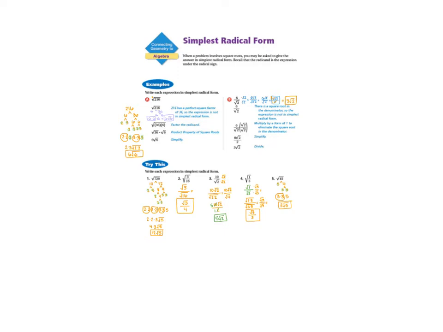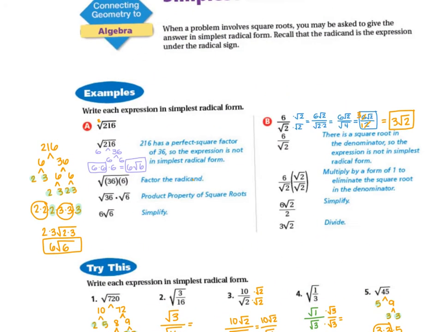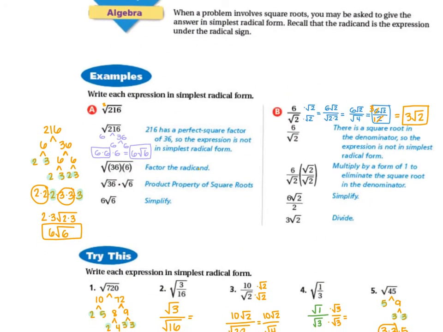This video is going to cover simplifying square roots and then using the Pythagorean theorem and the converse of the Pythagorean theorem. So the first part of this is a review of algebra. So this is how you would take a radical, like the square root of 216, and simplify it.